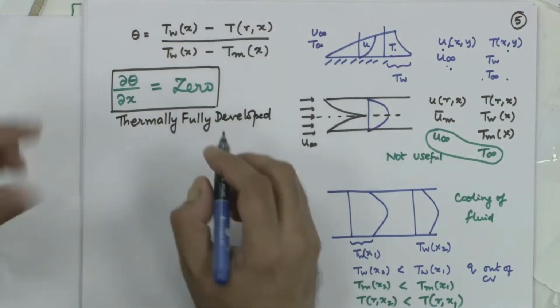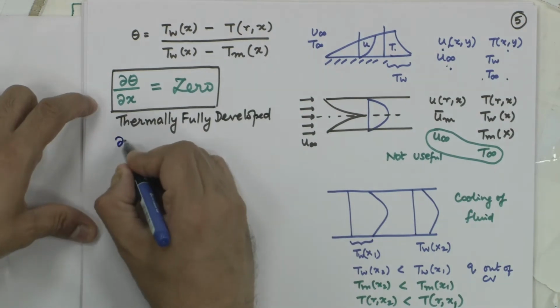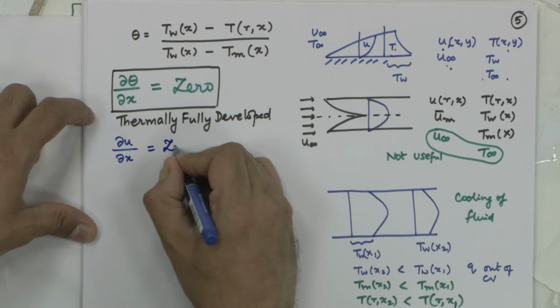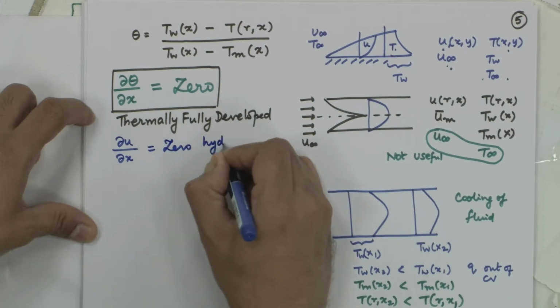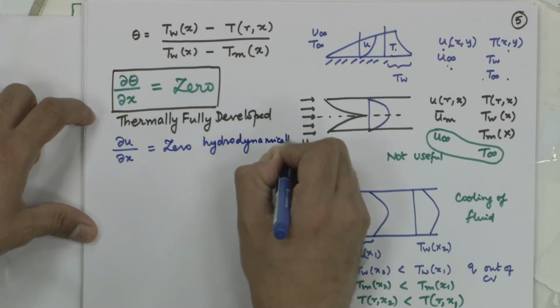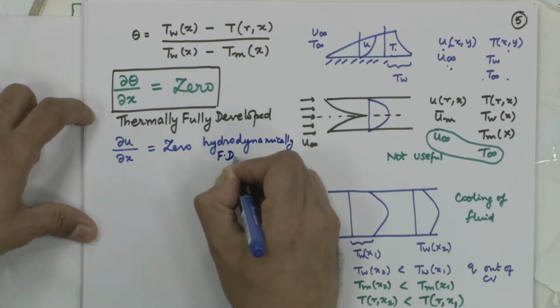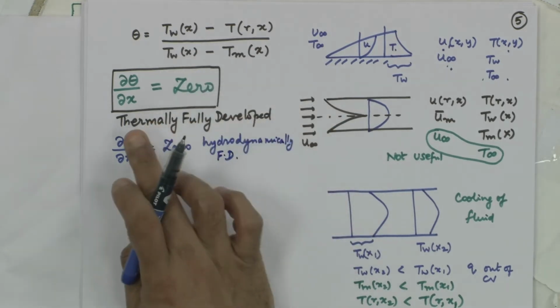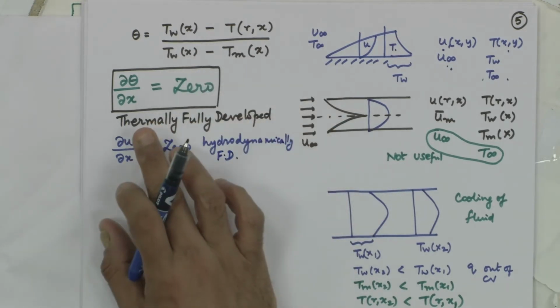Hydrodynamically fully developed, it is always a good idea to compare these notes again and again. du by dx is equal to 0, hydrodynamically fully developed. So, we are not saying that any of these temperatures are not going to vary mathematically. d by dx of something is 0 means that particular something is not changing in the x direction.